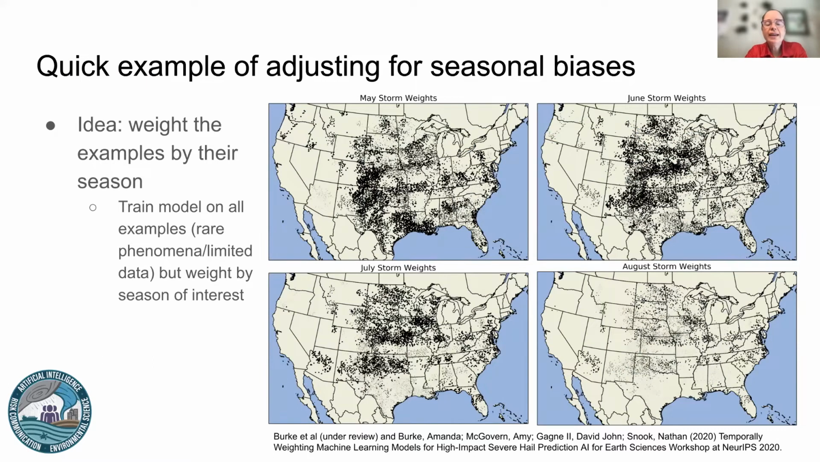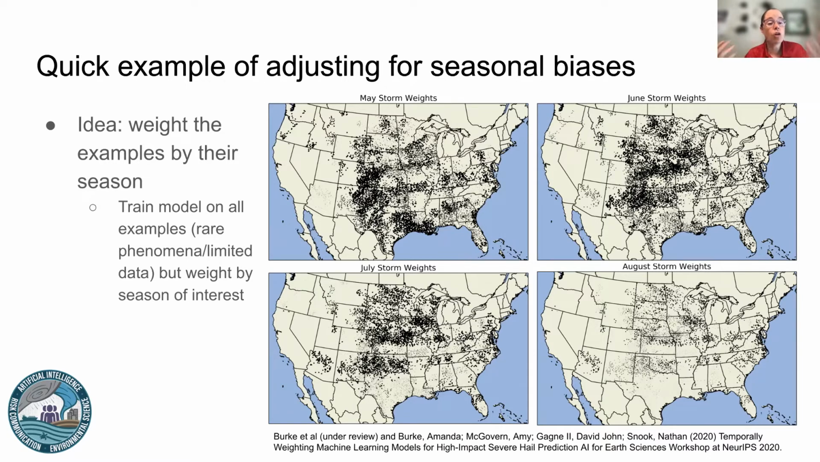If you don't handle that, you might be creating a model that isn't as trustworthy. For those of you who have seen me give the full talk on this, I'm just going to give a quick reference to it here with two slides. Amanda Burke, a PhD student of mine, has trained a model with temporal weighting so that you could use multiple years of data, but you use all of May's storms, all of June's storms, all of July's storms.